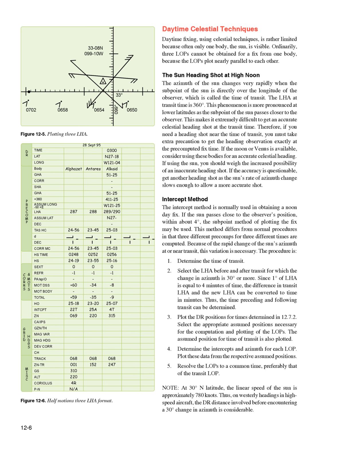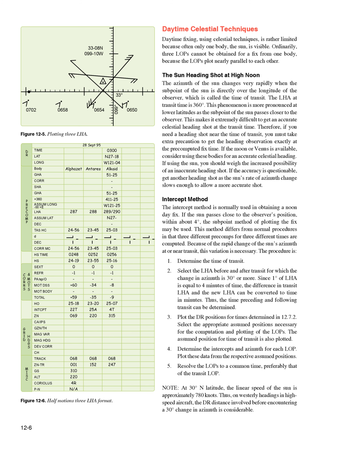The LHA at transit time is 360 degrees. This phenomenon is more pronounced at lower latitudes as the subpoint of the Sun passes closer to the observer. This makes it extremely difficult to get an accurate celestial heading shot at the transit time. Therefore, if you need a heading shot near the time of transit, you must take extra precaution to get the heading observation exactly at the precomputed fixed time.